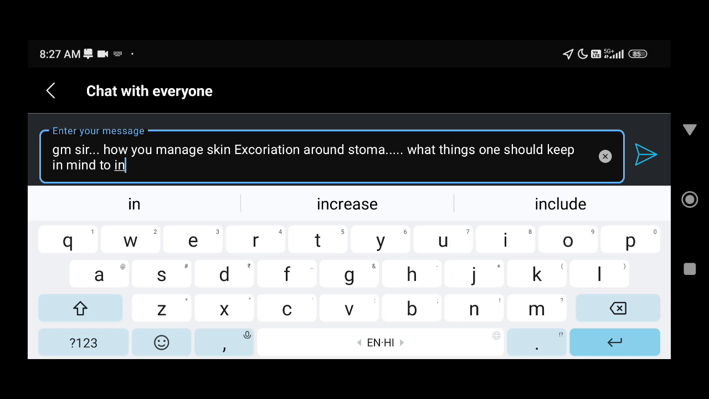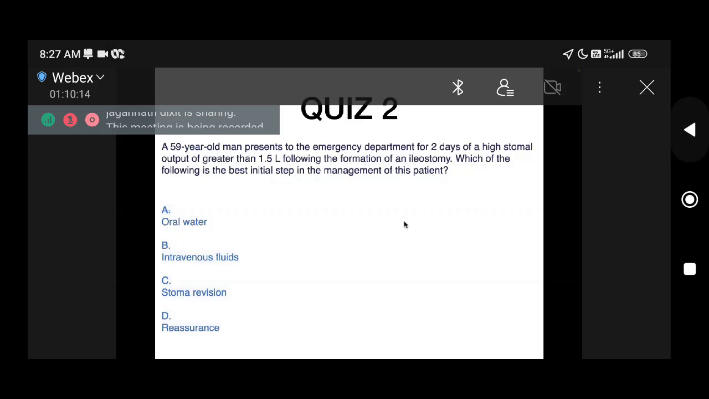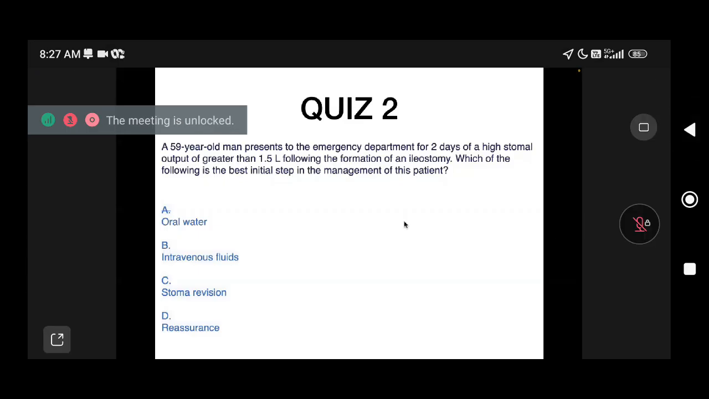High output, I was telling about 1.5 liters. Management of high output, let us see. Exclude something like short bowel syndrome. That we need to exclude in high output. It can also be intermittent or small bowel obstruction. We need to look at that as well.